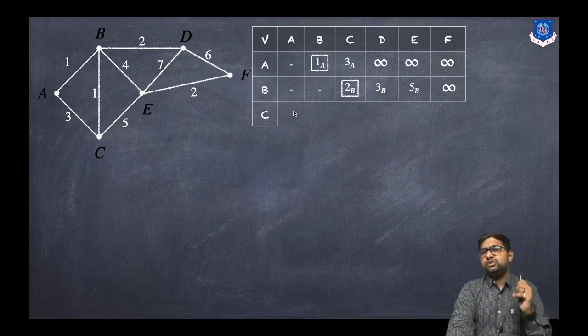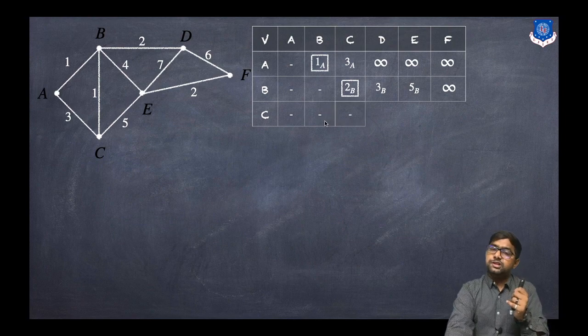Here, the 3 will be a dash. Why? Because we have already visited A, we have already visited B, and we are starting from C, so it will be a dash.